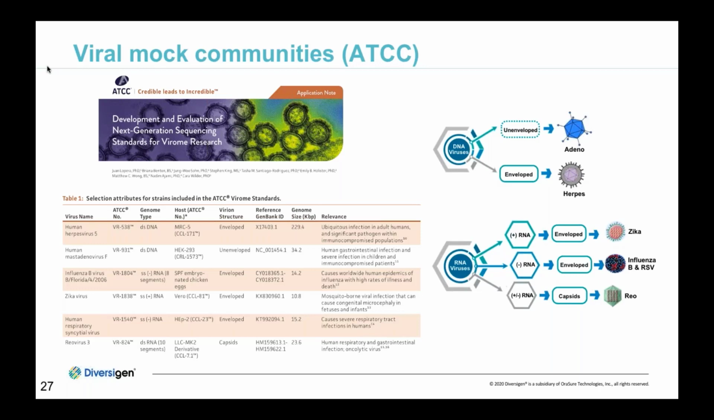For example, the mock communities possess double-stranded DNA viruses, including enveloped viruses like the herpes virus, and also unenveloped viruses like the adenovirus. The mock communities also possess RNA viruses, including the positive sense single-stranded RNA virus like the Zika virus, a negative sense single-stranded RNA virus like the influenza B virus, and also a double-stranded RNA virus like the Rio virus. So as you can see, the mock communities have a very good representation of human viruses with great variation in genomic composition and structure.